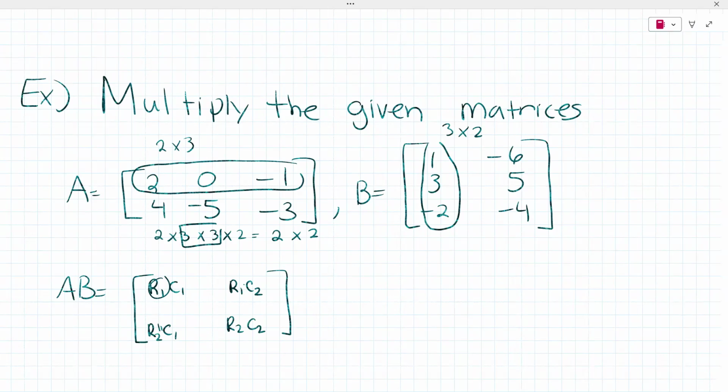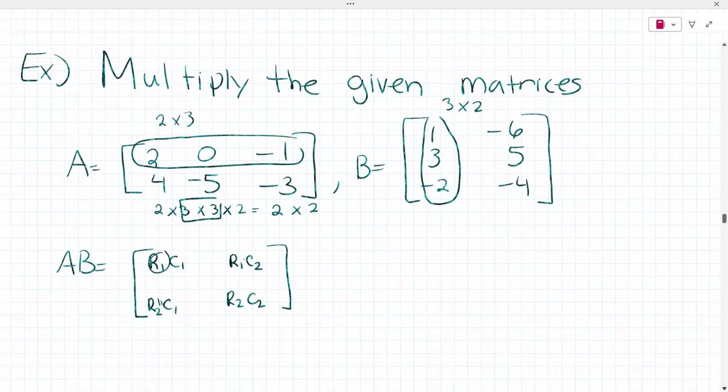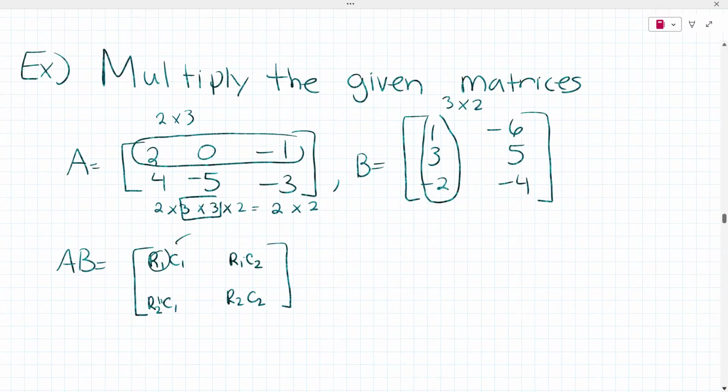So let's do this number right here. So it's R1 times column 1. So this row 1 times column 1. So that could be expressed as 2 times 1 plus 0 times 3, and then -1 times -2. And when you put that together, you get 4.